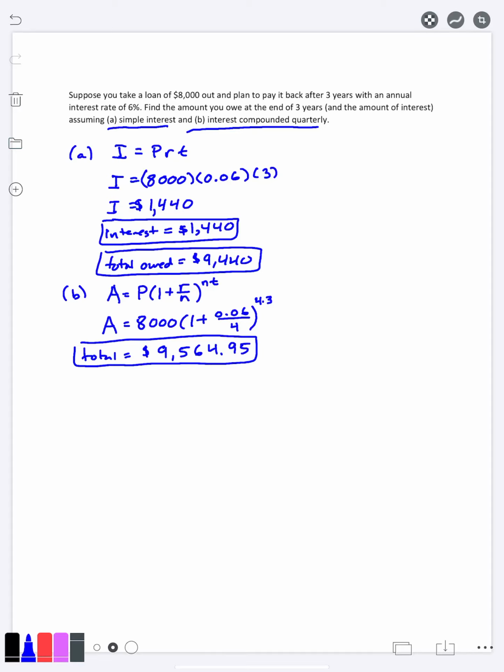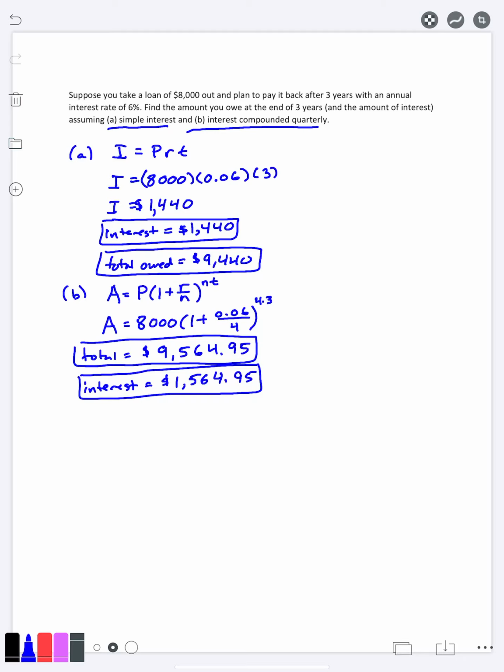So again, that's the total amount we owe at the end of 3 years. If I want to find the interest, well, I just go ahead and subtract off the amount I borrowed, the $8,000. And if I do that, I get a difference of $1,564.95.